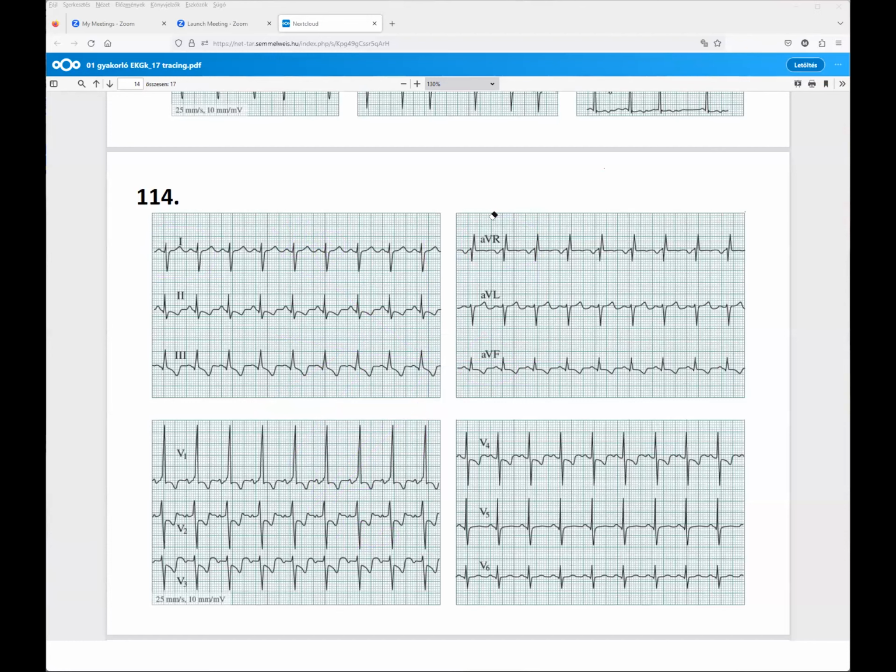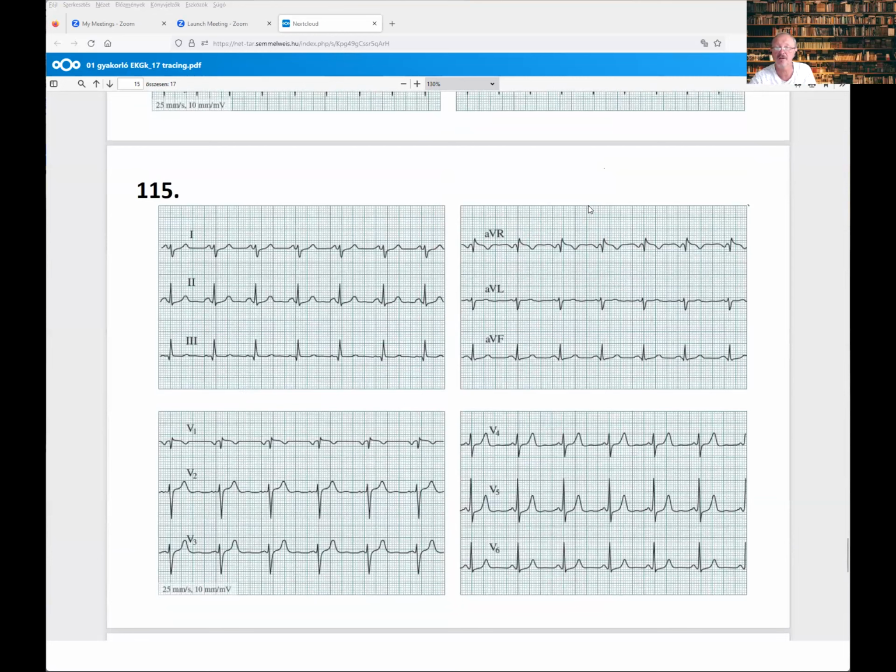It's 120. And the impulse originates from the sinus, because we do see P waves in front of each QRS. So we do have a sinus tachycardia. That's great. All right. Let's move on.